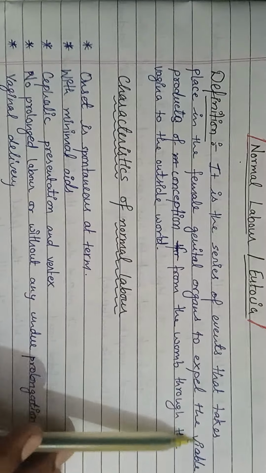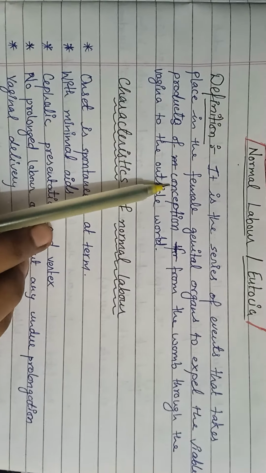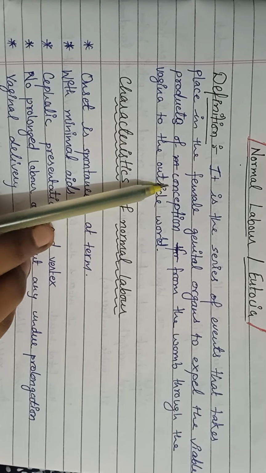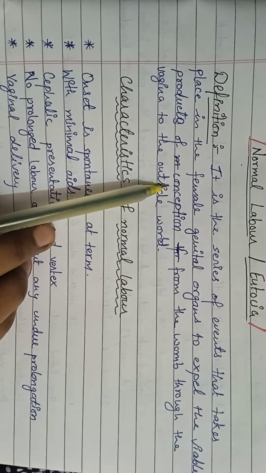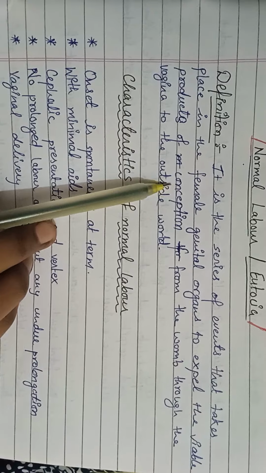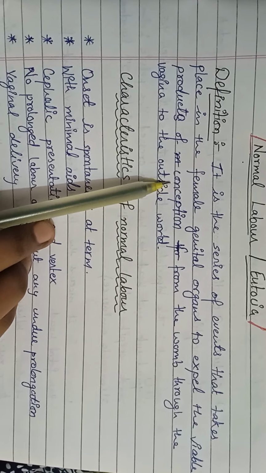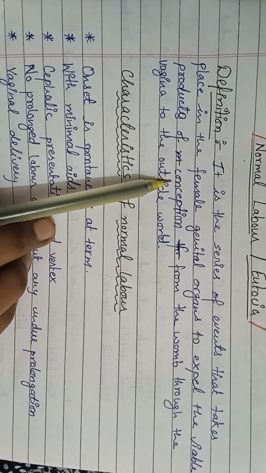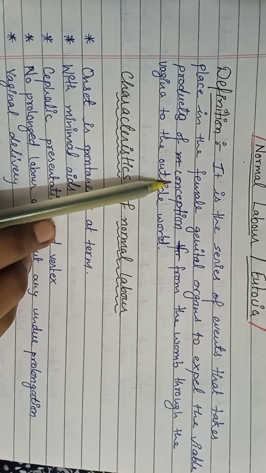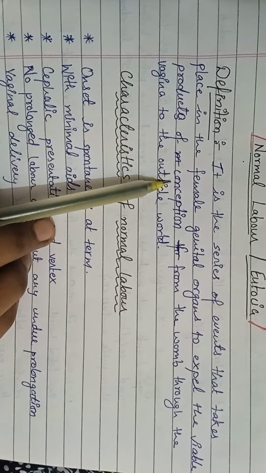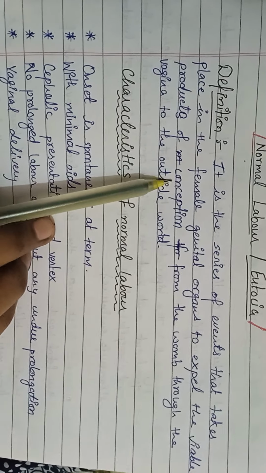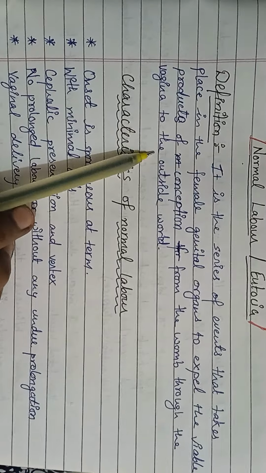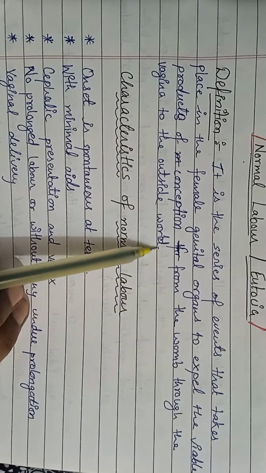What do you mean by viable products of conception? It is said to be viable when a fetus can survive without the help of the mother, and it is said to be the 28th week of gestation in India, whereas it is the 24th week of gestation in the United Kingdom. From the womb through the vagina to the outside world.